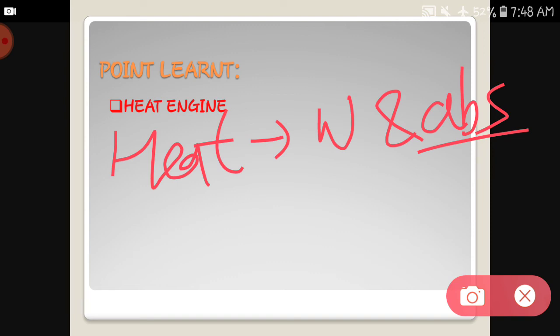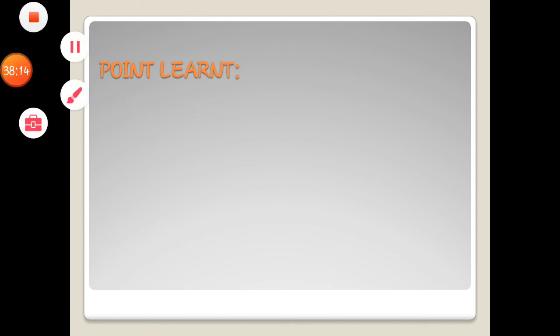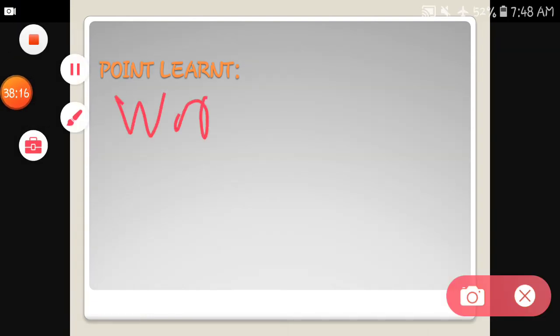हा फर्स्ट पॉइंट आहे. कुठली प्रोसेस यूज केली जाते फॉर हीट इंजिन? सायक्लिक. सायक्लिक प्रोसेस इज बिंग यूज्ड, ही सेकंड टर्म आहे. त्यानंतर काही एलिमेंट्स फॉलो केले जातात फॉर हीट इंजिन. ते 3 एलिमेंट्स आहेत. त्यातला फर्स्ट एलिमेंट आहे वर्किंग सबस्टन्स.